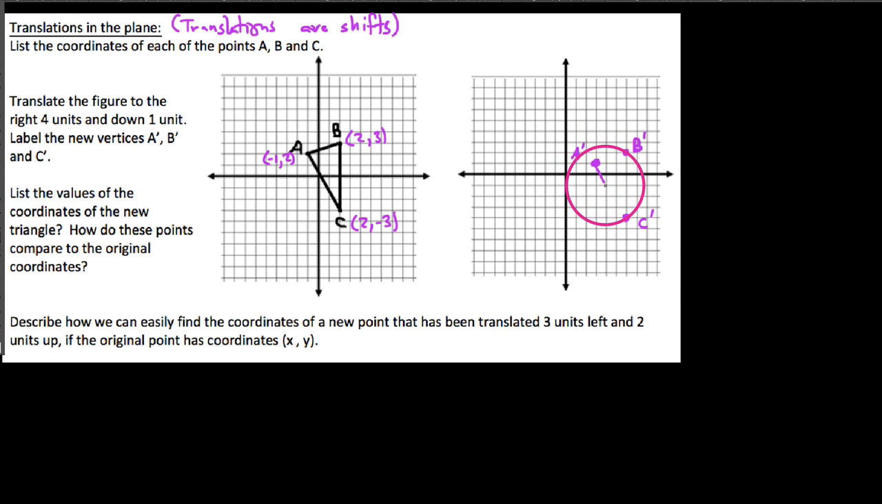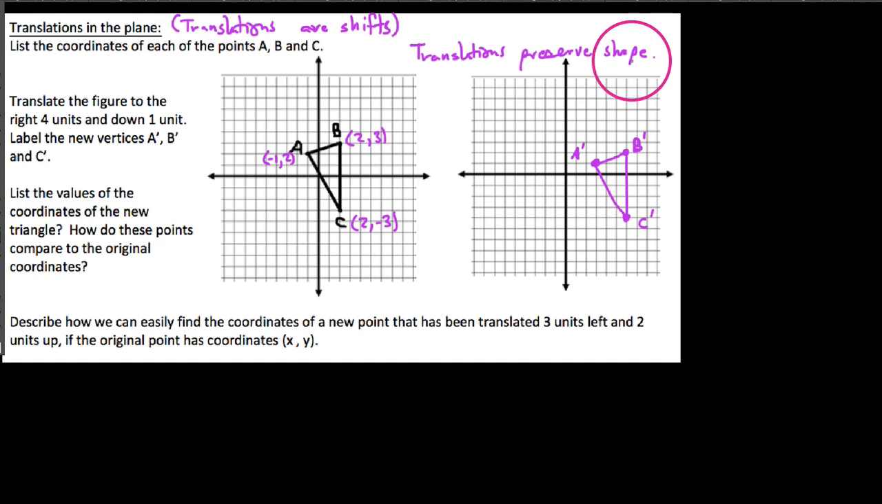First things first, let's connect the dots here. One thing I want to observe is: did it preserve the shape of the graph or the figure that we started with? In this case, what we're going to see is that translations preserve the shape of our graph.